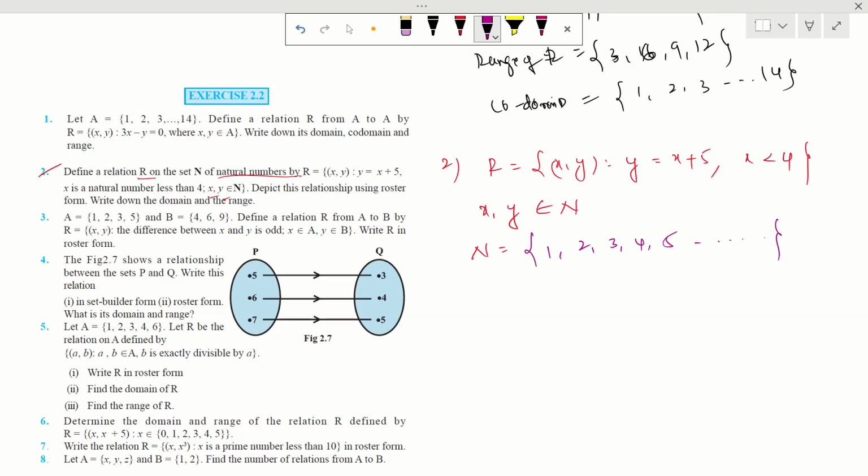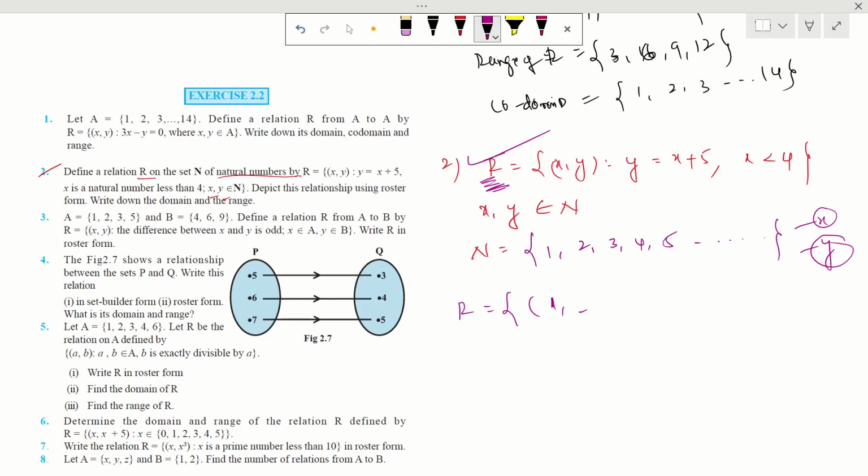Suppose we are writing here according to this condition, we write the relation. When we put the value of x, both elements x and y are the same. Then we can put the value of x, and according to the relation, we get the value of y. The y value will be written according to the relation.